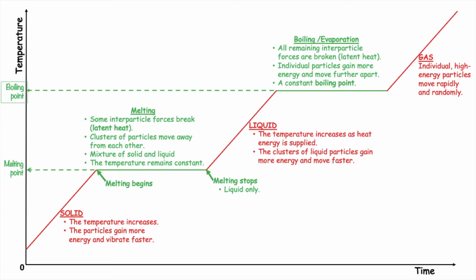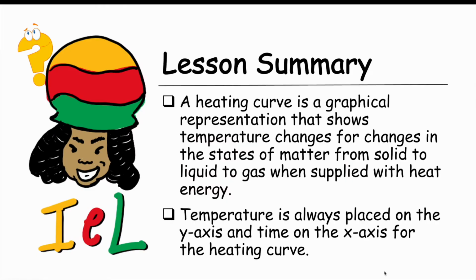Now, the horizontal lines, on the other hand, show the process that changes from one state of matter to another, and that involves melting when you change from the solid to the liquid, and boiling and evaporation when the liquid changed to the gas. Let us review the lesson summary.